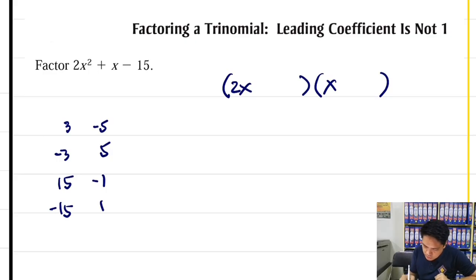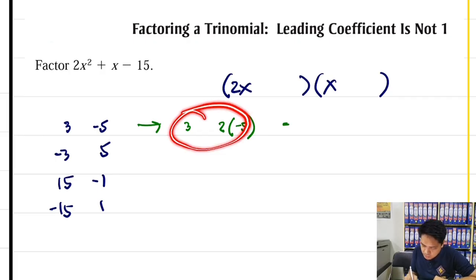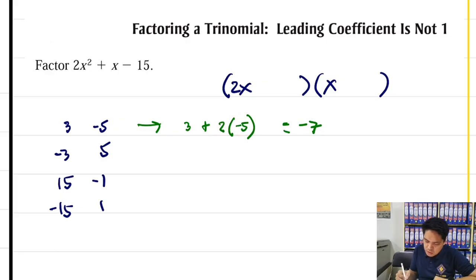So we just need to check kung ano. So let's try this one. What if this is our combination? So that would be 3 times 1, plus, 2x man siya, diba? So that would be 2 times negative 5. What would be the result if we add this up? That would be negative 10 plus 3, so negative 7 siya. So di pwede, kasi dito is 1 man dapat.